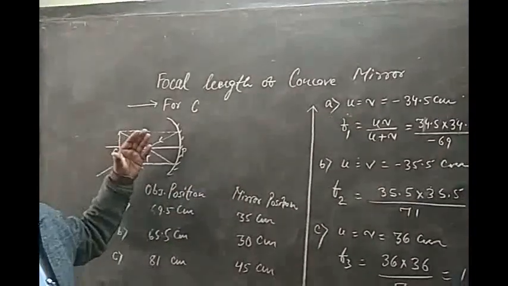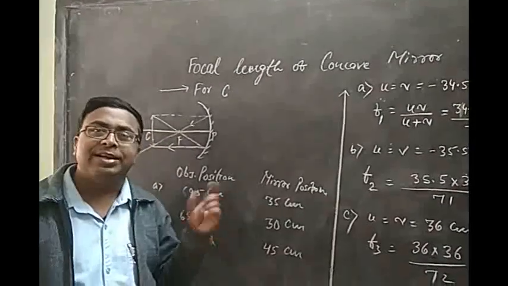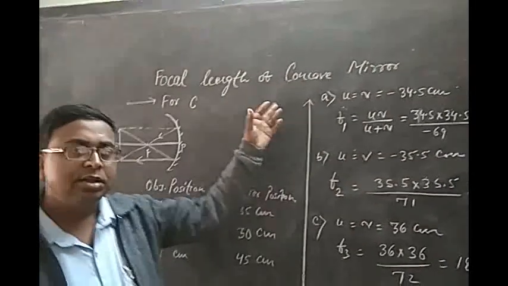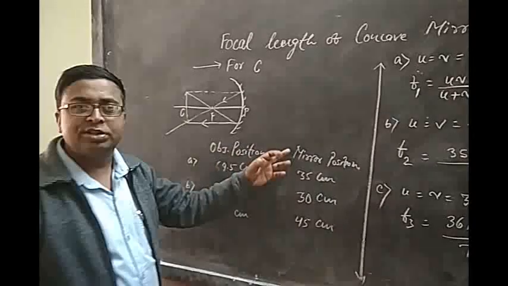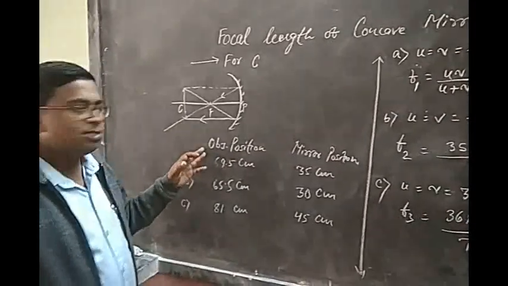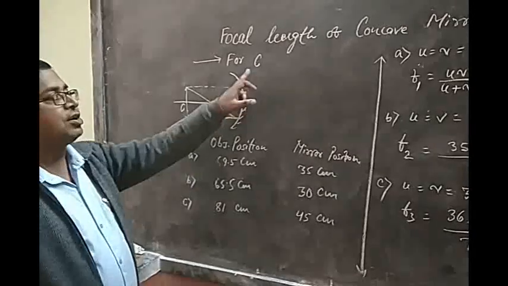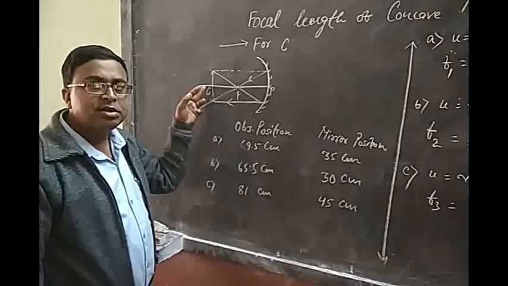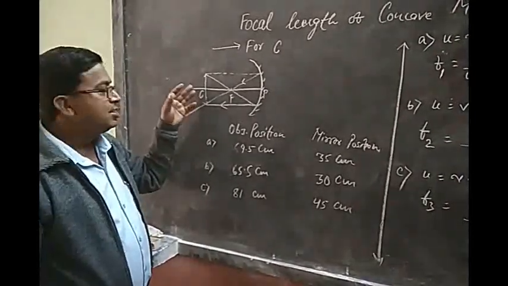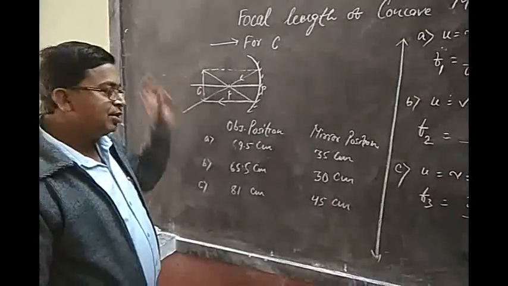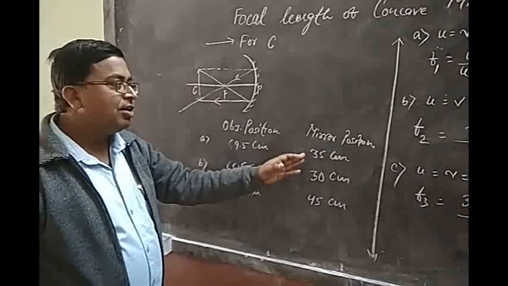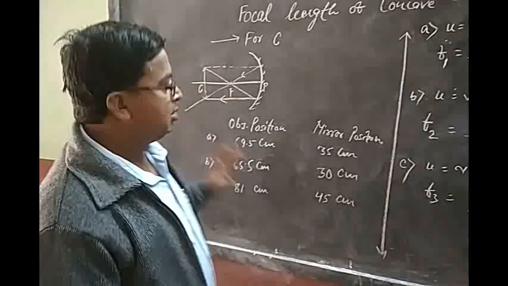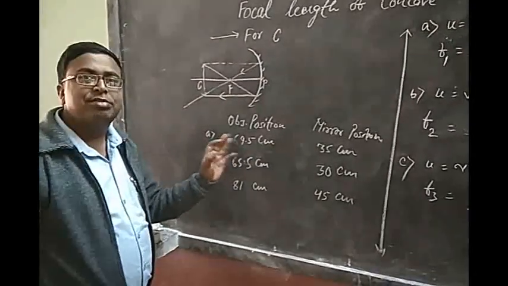Students, now move to next. In the lab, I have collected the three data sets. In order to find the focal length of the concave mirror, we changed three different positions of mirror and object. We got three different data for the condition of C. We all know that when the object is placed at the center of curvature, the image will be of the same size, at the same point, but real and inverted. So we got three different values for mirror position and object position.